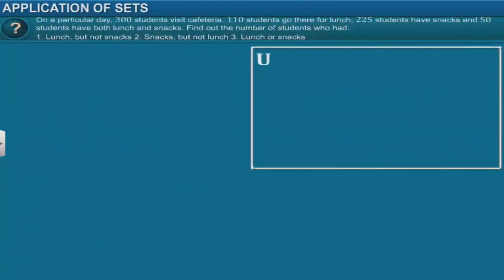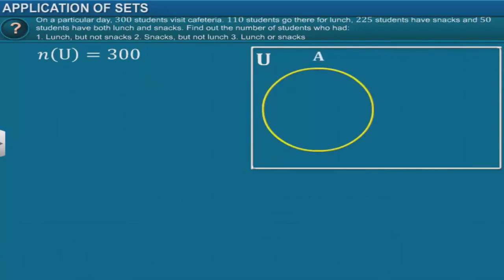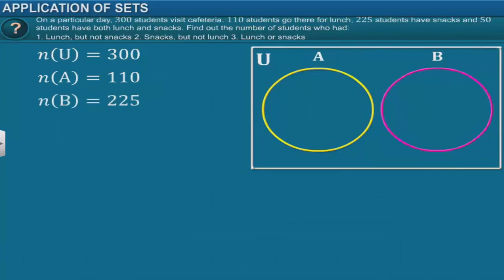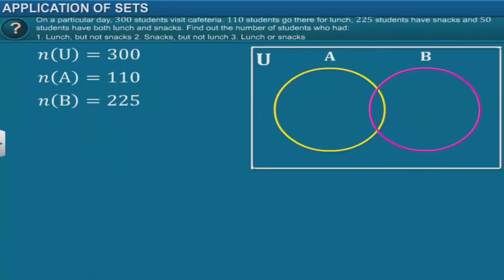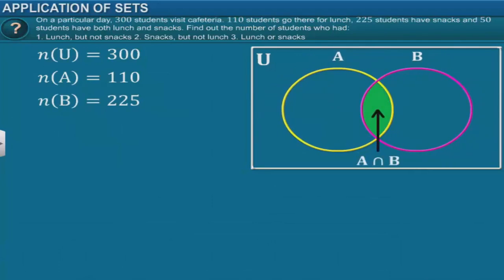Let U be the universal set of all the students who attended the cafeteria. The number of students in this set is 300. Let A be the set of students who attended the cafeteria for lunch. The number of students of this set is 110. Let B be the set of students who attended the cafeteria for snacks. The number of students of set B is 225. The number of students who had lunch and snacks is given by A intersection B. The number of students who belong to this set is 50.